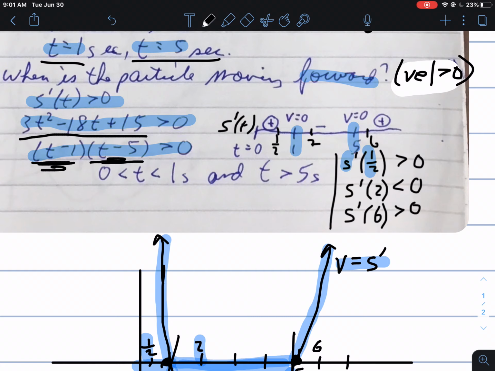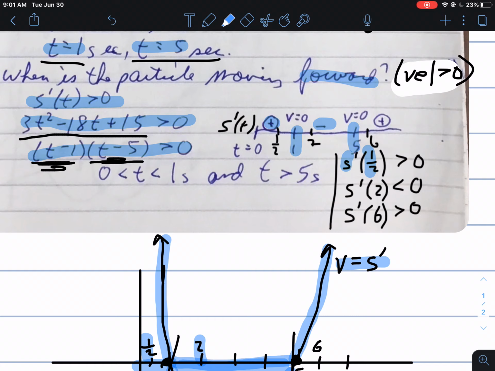So we repeat this process through each of those subintervals. For the interval from 0 to 1, I pick any number in between those two. I picked 1/2. Plug it into your velocity function to see if it's positive or negative. In this case, it's positive. Then I pick a number in the second subinterval between 1 and 5. I chose 2, but again, you could pick any number between 1 and 5. And if you plug 2 into that velocity function, you will get a negative value.